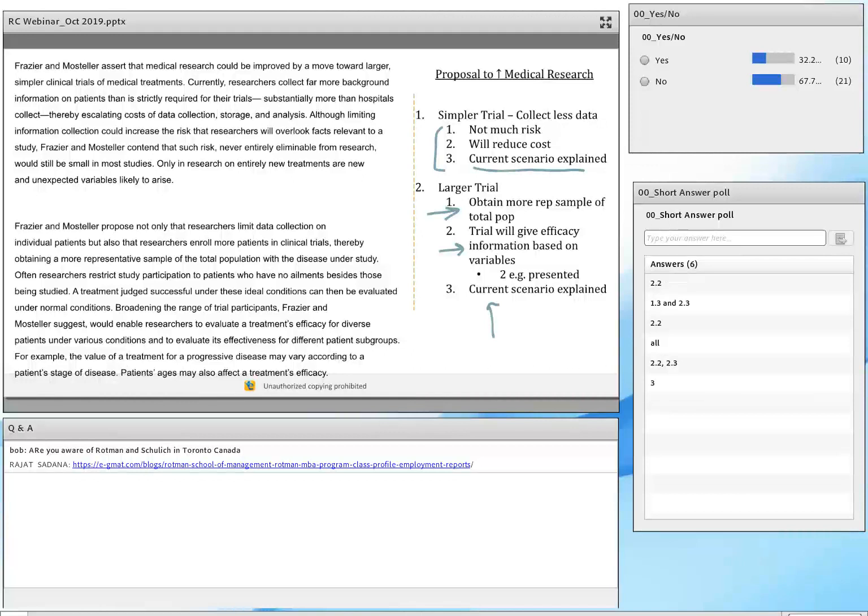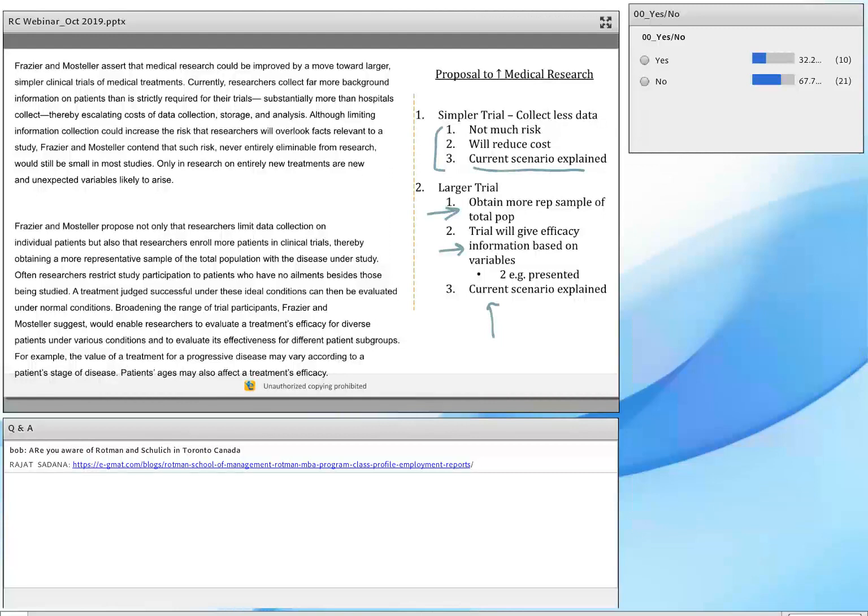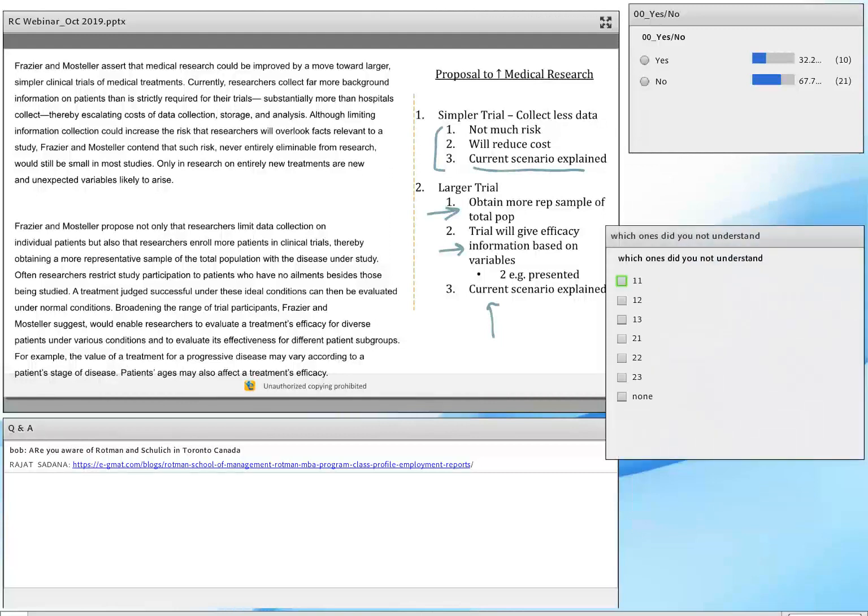Give me 1 second here, just changing. I'm getting a poll, sorry about that. Okay, so tell me, which ones were you not able to understand?